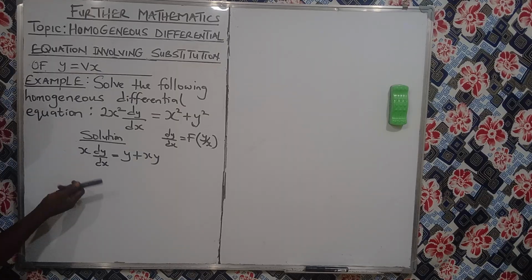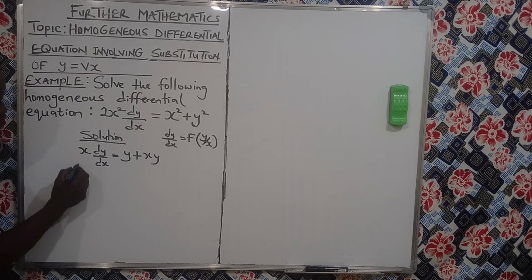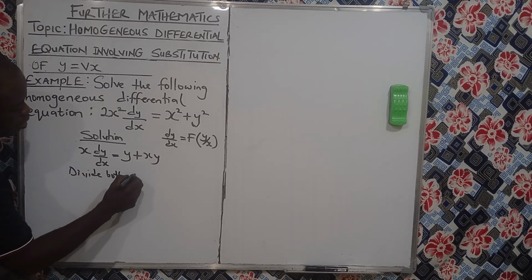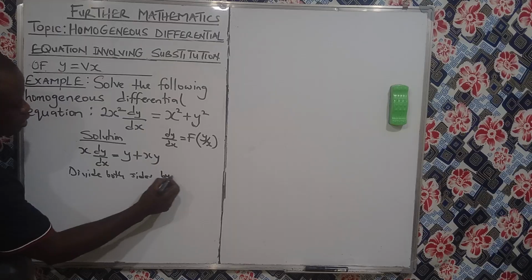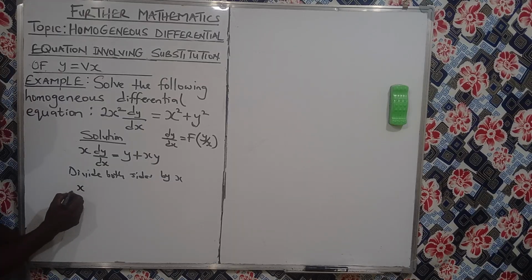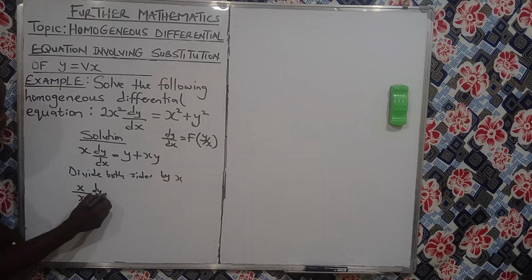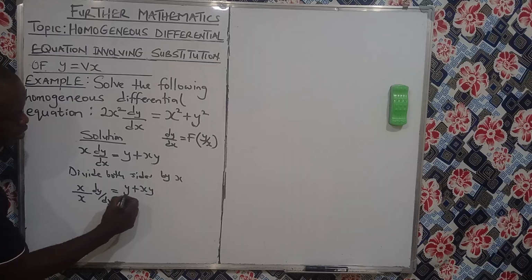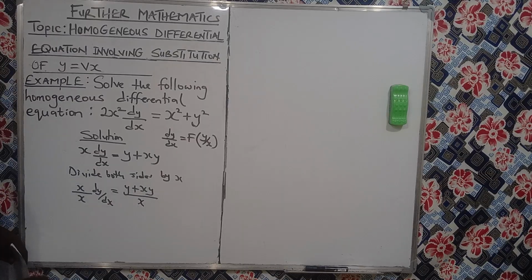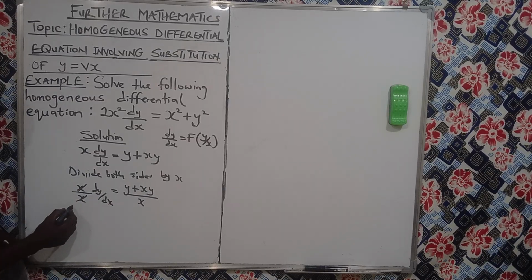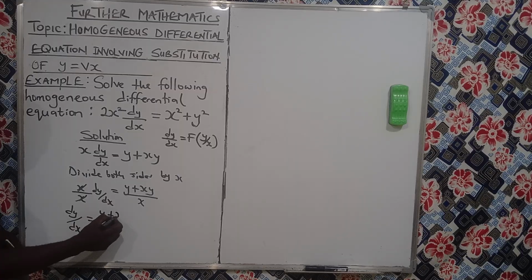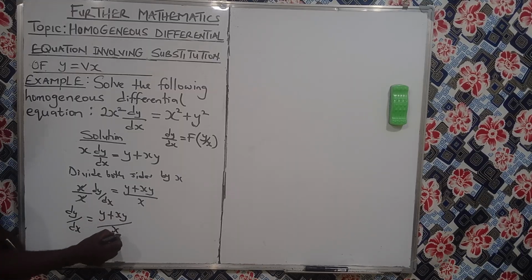Now let's confirm this before we come to the question. Now divide both sides by x. Now x divided by x dy over dx equals y plus xy over x. x cancels x. dy over dx equals y plus xy over x.